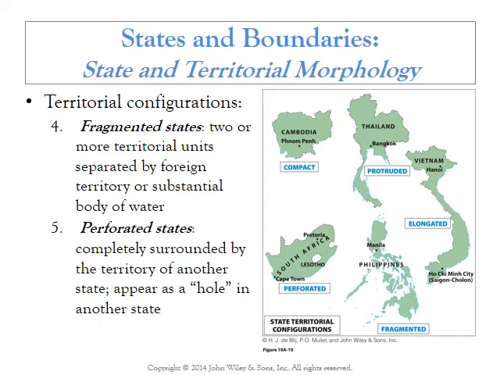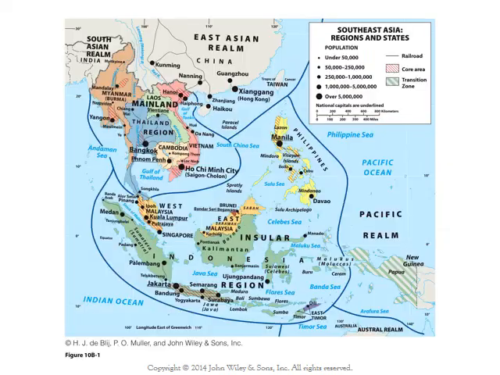Fragmented states. The Philippines is an example of a fragmented state, in the sense that there are just so many islands that make up the Philippines. And then finally, a perforated state, which there is no real good example of in Southeast Asia. So South Africa is used, where you have Lesotho, an independent state within a state.